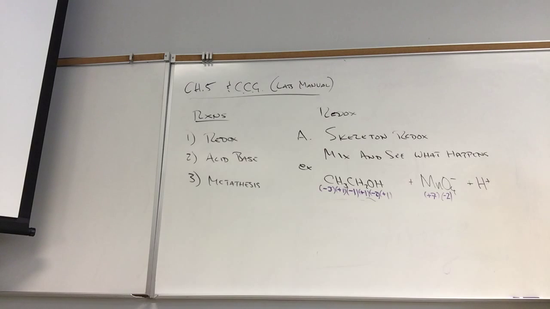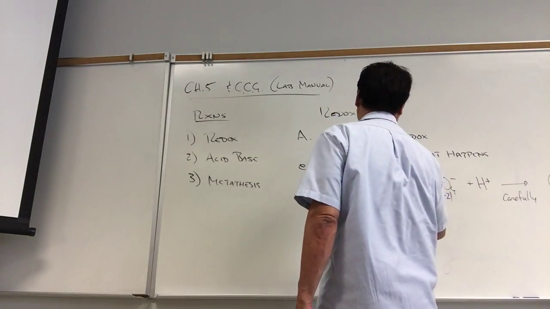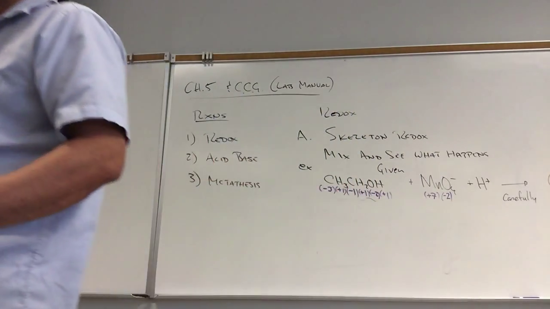And then what we got to do is carefully mix this together. Why carefully? Because a lot of redox reactions are quite violent in nature. And so we carefully mix this, and we just see what happens. And it turns out CO2 gas is generated, and this purple permanganate is converted into a light pink Mn2+. So these are the major products. So this is what we're given. We mix it together and see what happens.